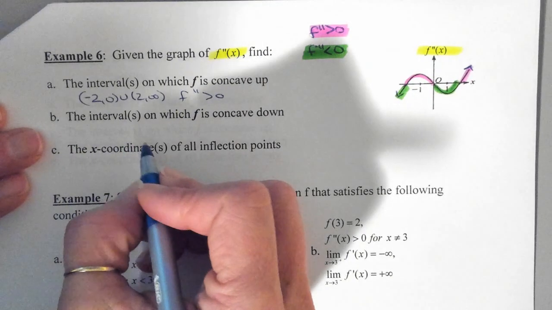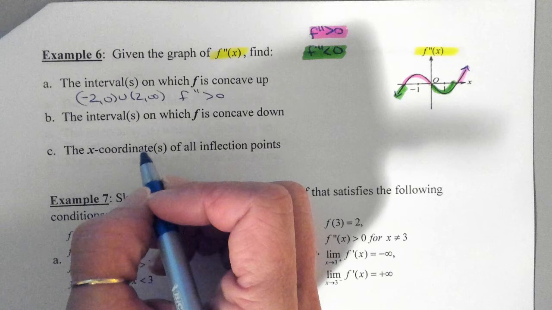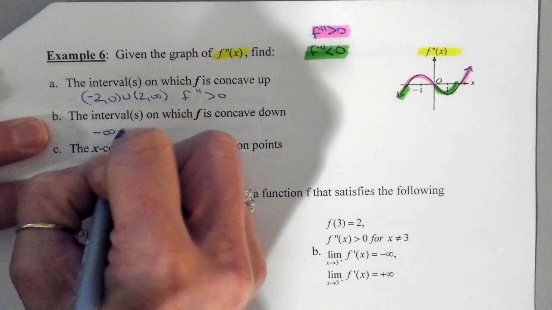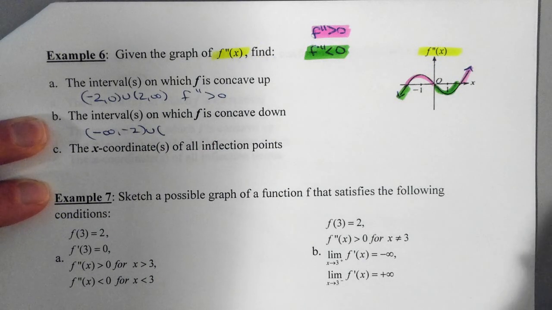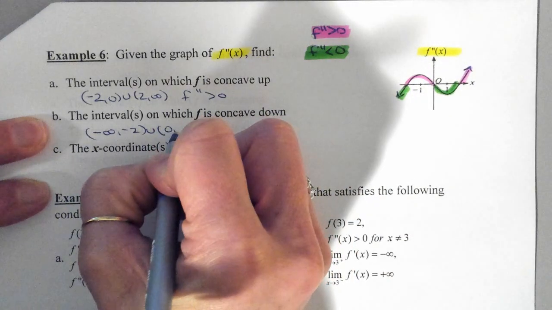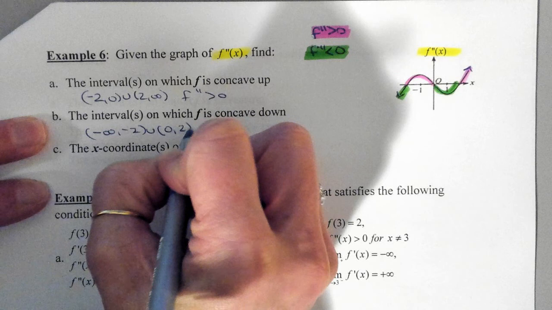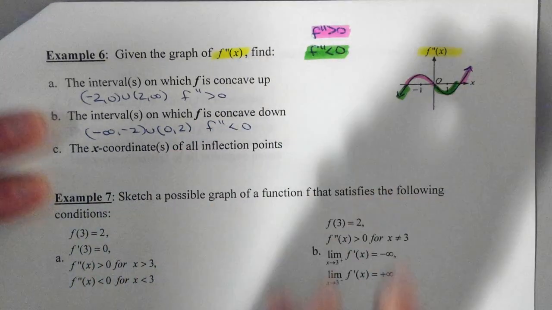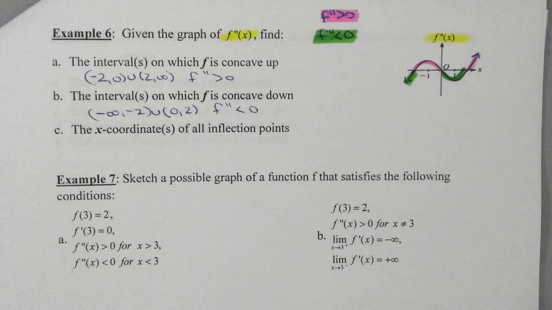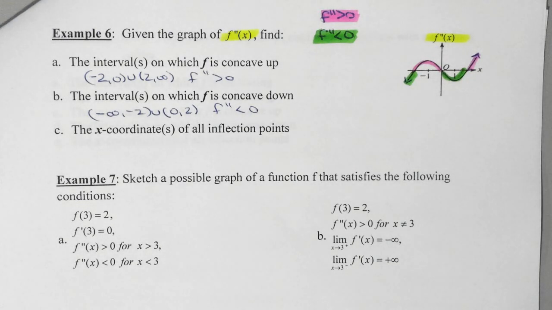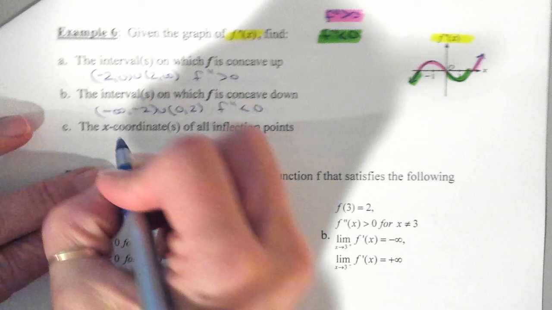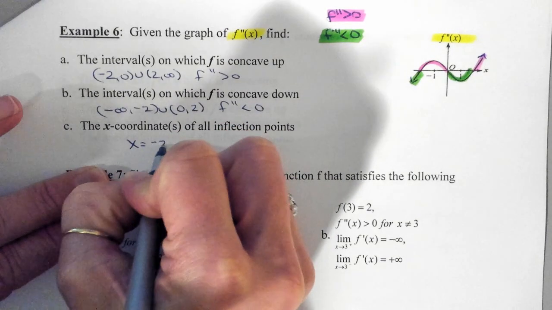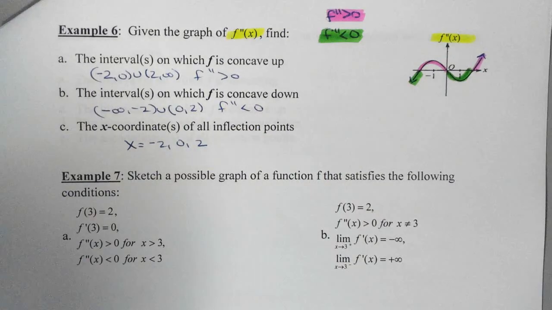Okay, so then concave down. Yep, negative infinity to negative 2. Anywhere? 0 to 2? Yep. And this is where f double prime is less than 0. Okay, so what we're looking at is all the inflection points. So you guys just told me that this is where the graph crosses the x-axis. Where is that? X equals? Yep.